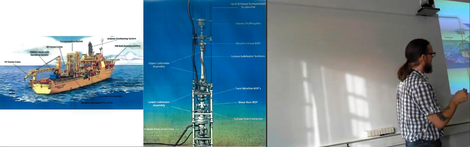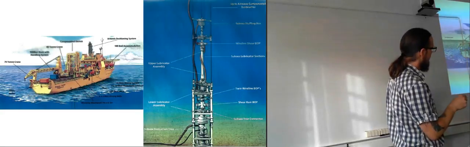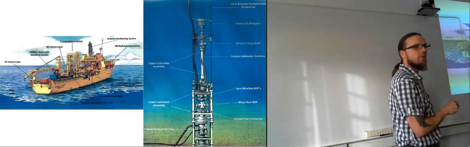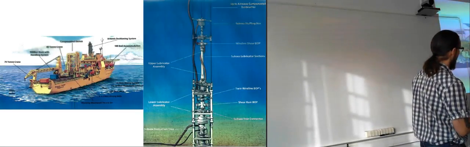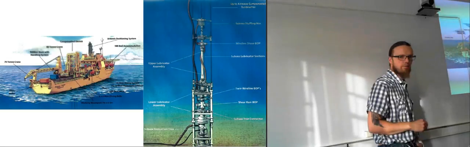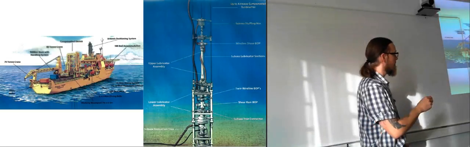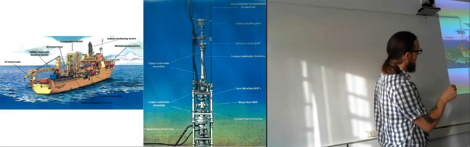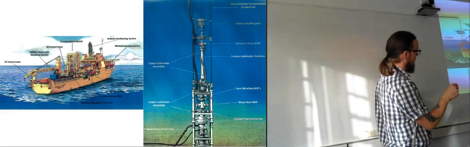So up top we have the ship. It has a working moon pool, it says there. Might be a bit difficult to read for you guys back there. It's 7 meters by 5.5 meters. So that's in the middle here. And you see this large structure on top of the moon pool.